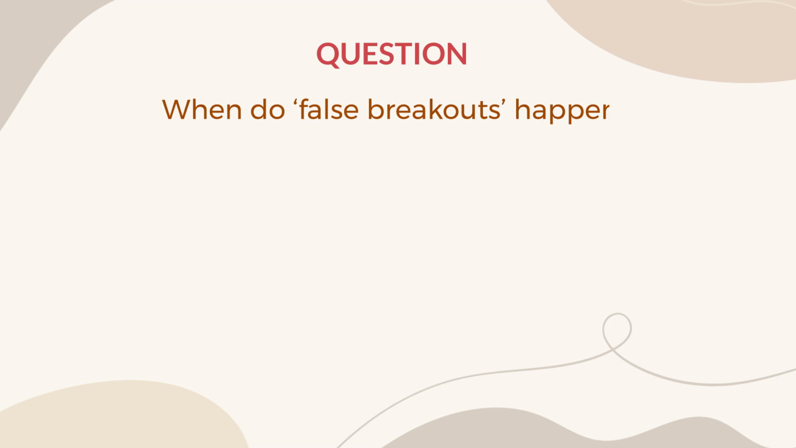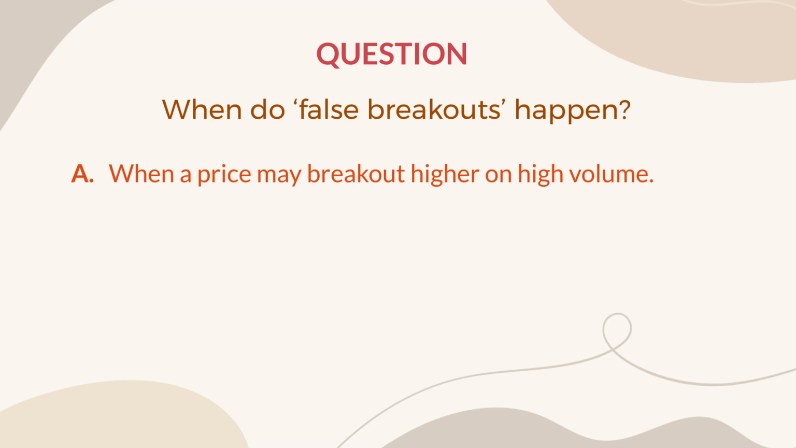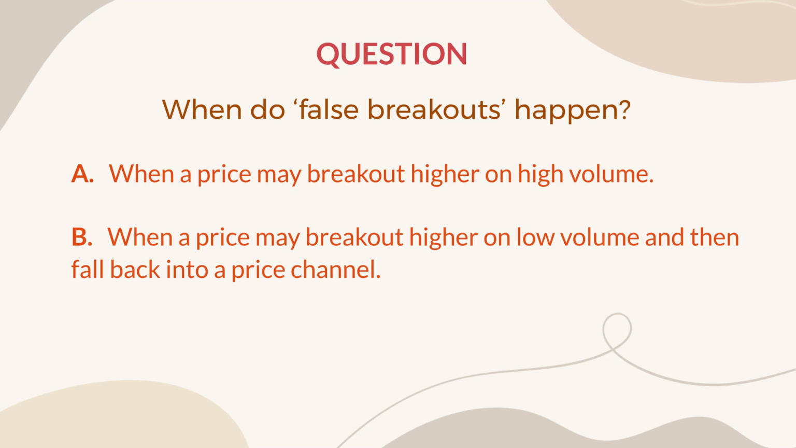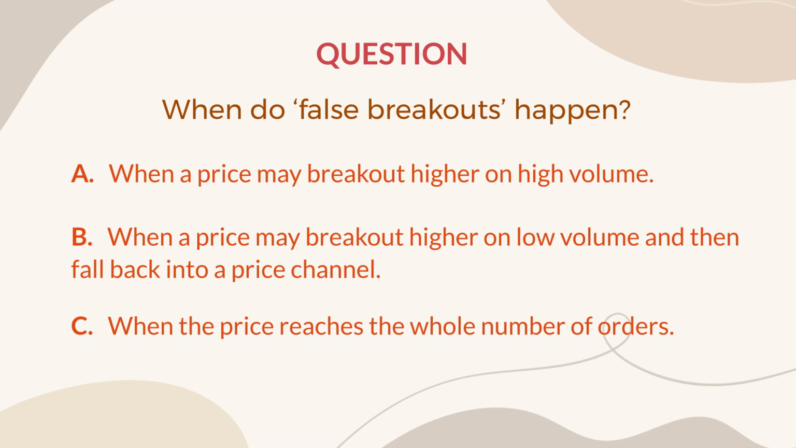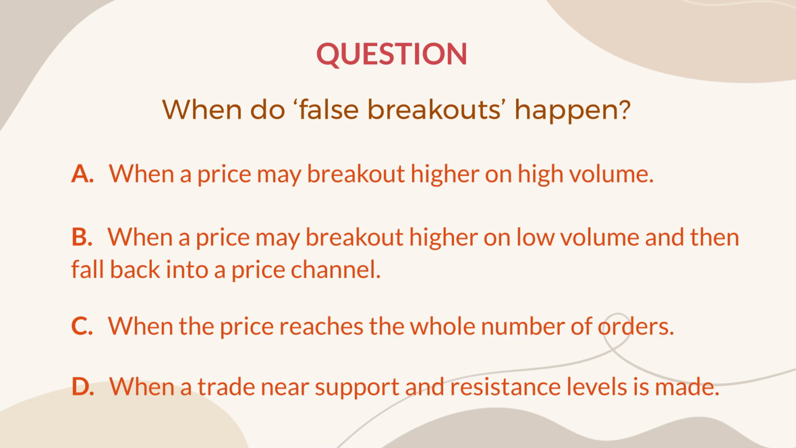Answer the question. When do false breakouts happen? A. When a price may break out higher on high volume. B. When a price may break out higher on low volume and then fall back into a price channel. C. When the price reaches the whole number of orders. D. When a trade near support and resistance levels is made.